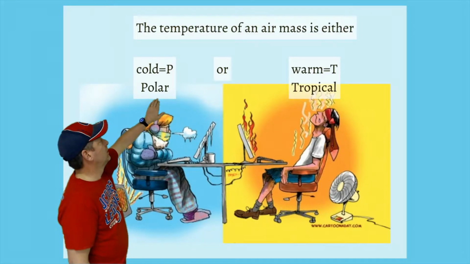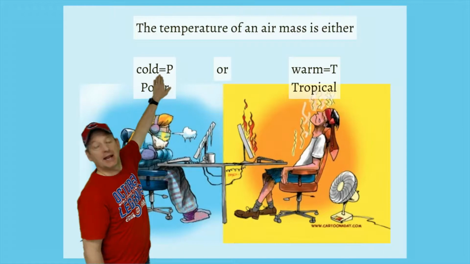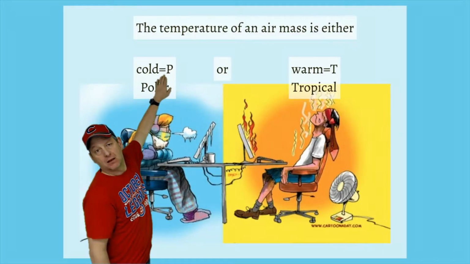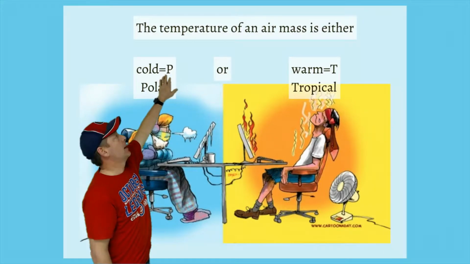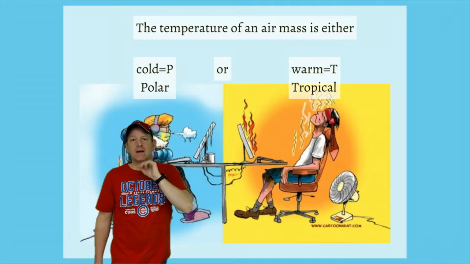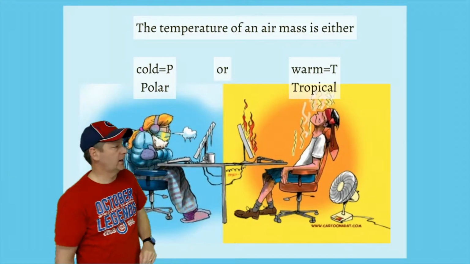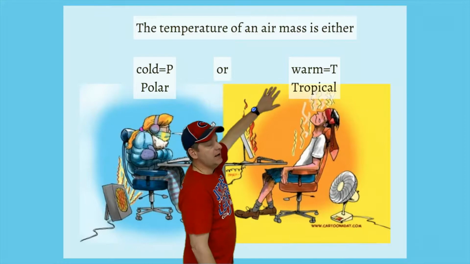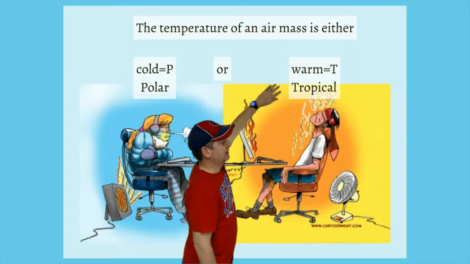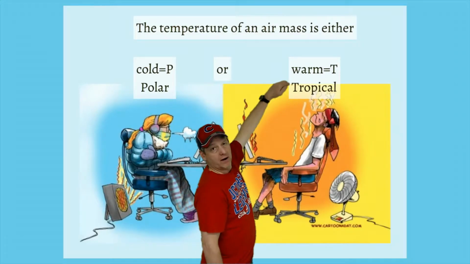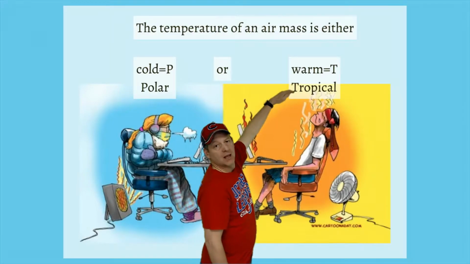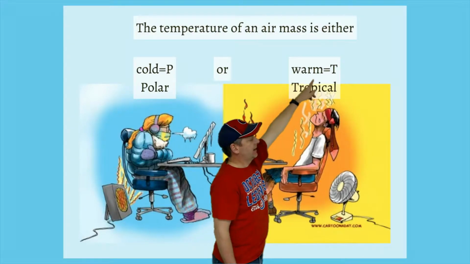And polar is symbolized by a capital P. Okay, so it's symbolized by a capital P. So capital P, that means polar, it means cold air. Now we get over to here and we're going to see that warm air is going to be tropical, and it's symbolized by a capital T.